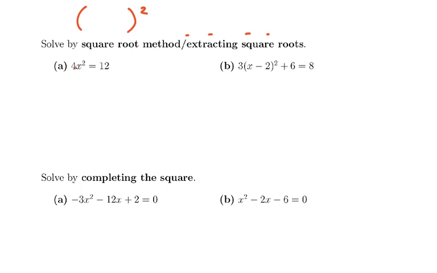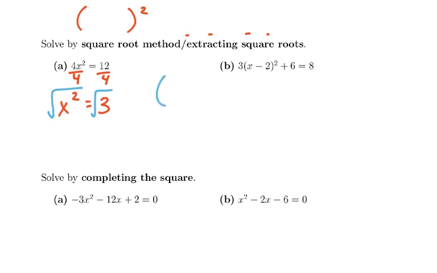So notice how there's a 4 attached to this one by multiplication. So to isolate it, I'm going to divide both sides by 4. So I'm left with x squared equals 3. So my first step, which is isolating the quantity squared, is complete. Once you have isolated the quantity squared, you're going to take the square root of both sides.